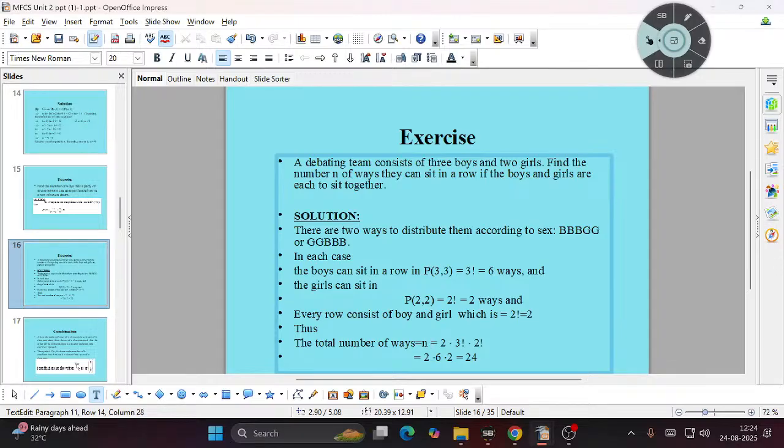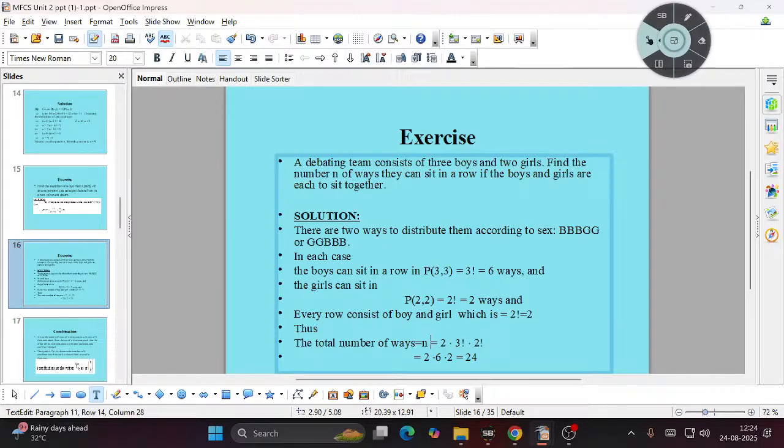So what is the question given here? A debating team consists of 3 boys and 2 girls. Find the number of ways they can sit in a row if boys and girls each sit together. Okay, they can be 3 boys and 2 girls at a time, 2 girls and 3 boys at a time, or 1 boy, 1 girl, 1 boy, 1 girl, and 1 boy will be empty. So 3 cases are there.